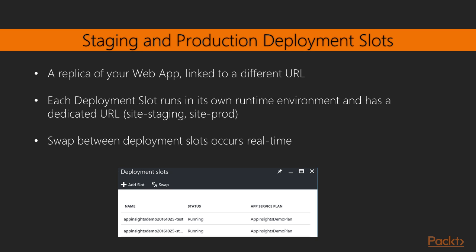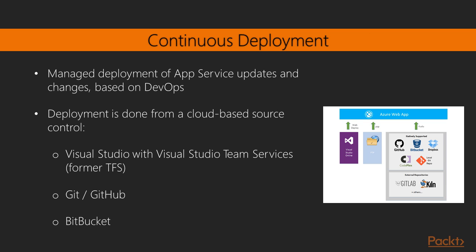By using staging and production deployment slots, I'm basically creating a full replica of an already running web application which gets linked to a different URL. This URL is by default the same as the production one, but having the name of test, staging, or development after it. Each deployment slot runs in its own runtime environment. An interesting part here is that from one single button, the swap button, you can basically switch from staging to development to production.